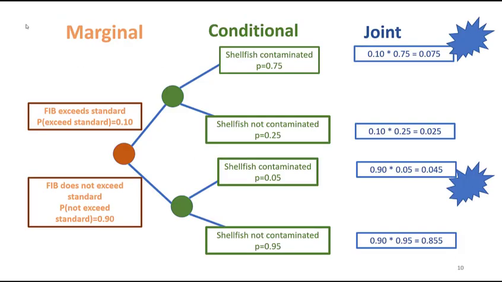This is our original tree. And you can see the four joints on the right in blue. And I have starred or dynamited the two joints that we need to sum together to calculate the probability of shellfish contaminated.